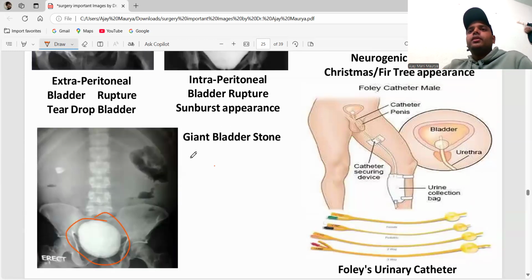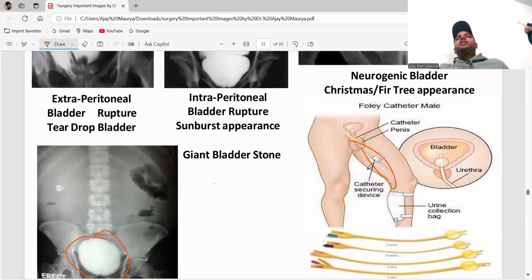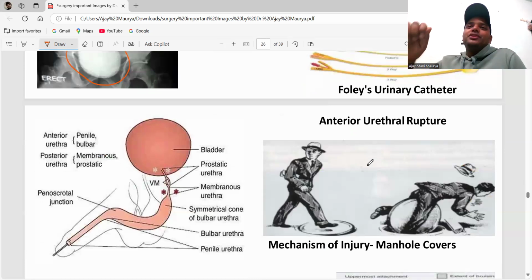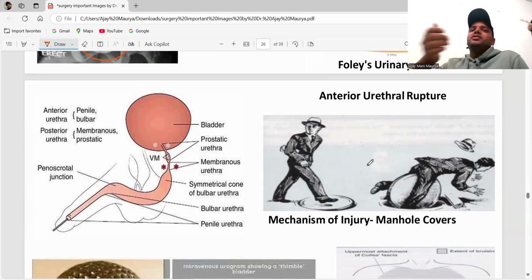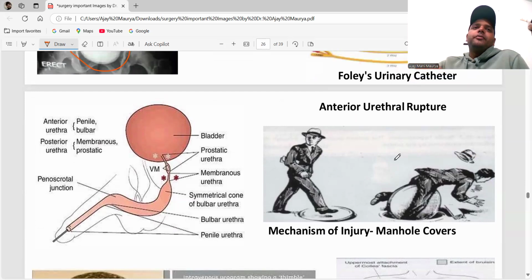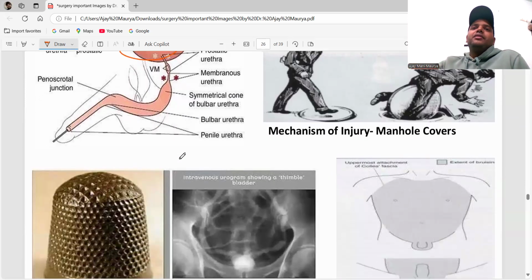This is the Foley's catheter, guys. I think everyone knows about Foley's catheter, how to insert it. And guys, here you can see, if they give a history of a manhole fall, this is the anterior urethral rupture here, bladder here.